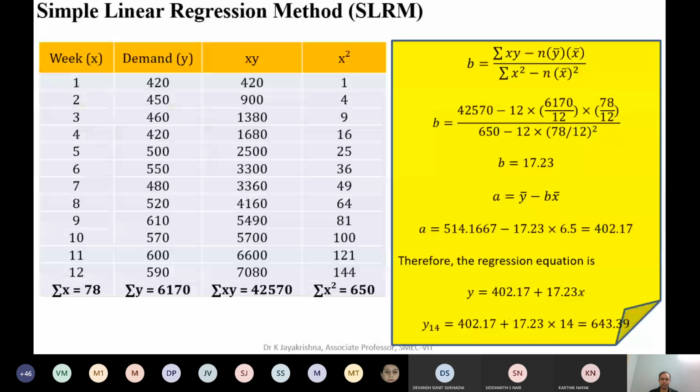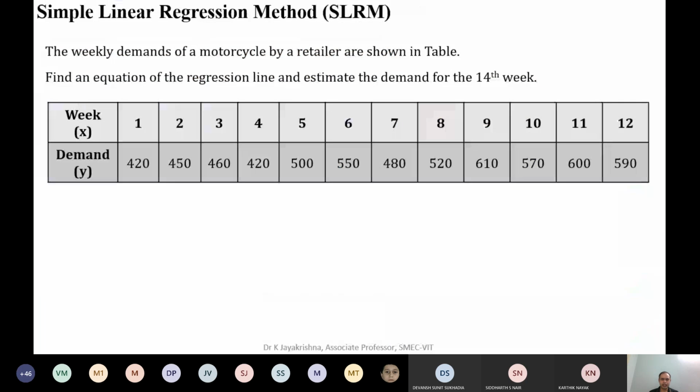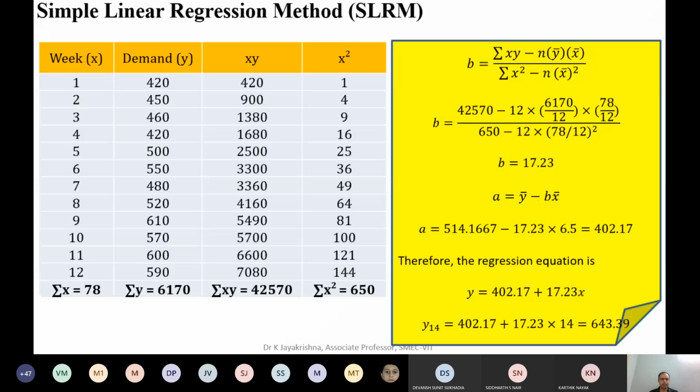Here what I'm doing is very simple. It may sound like some of your old problems, some of your statistics problems, right? So of course, this is statistics. I'm taking the week as x because that is the variable, then the demand as the second variable y.